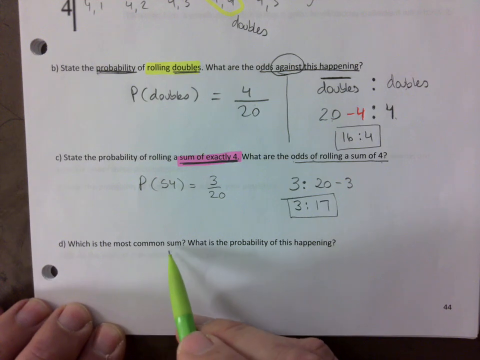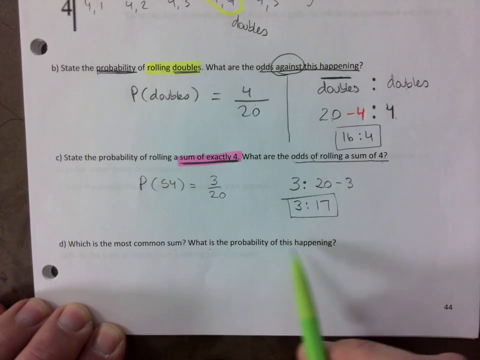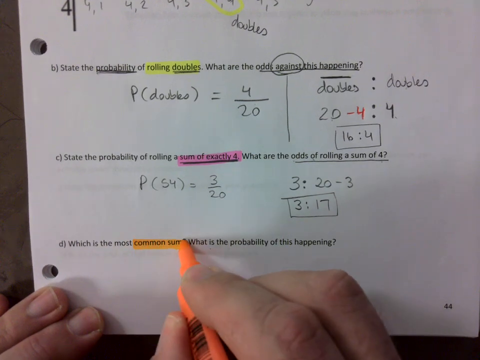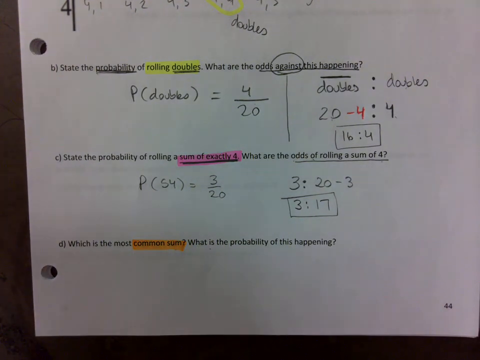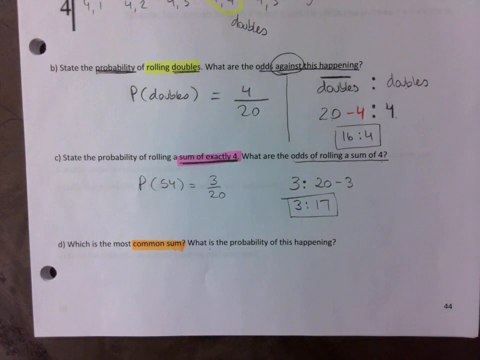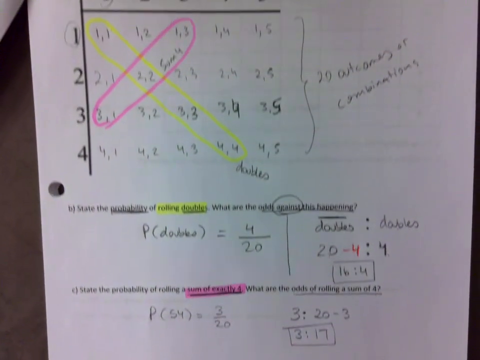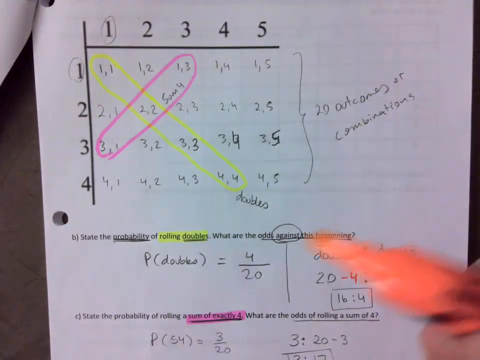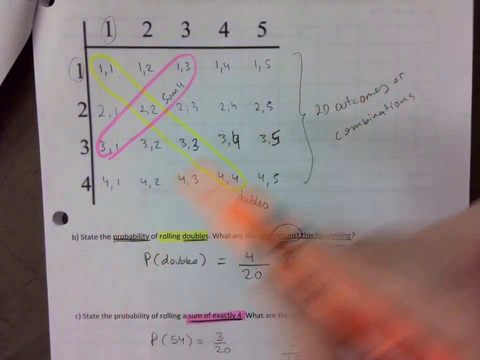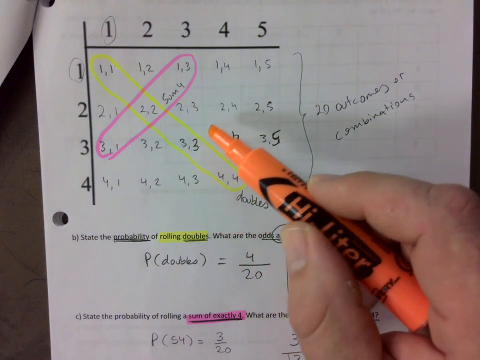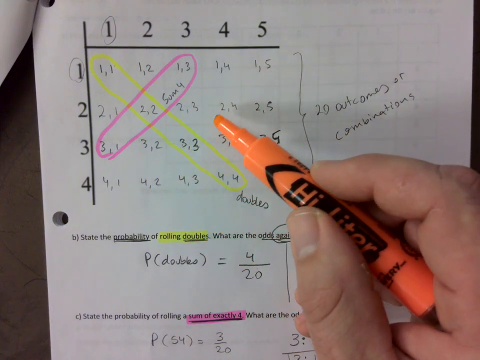Next, which is the most common sum? What is the probability of this happening? I have a different color. I'm going to go orange. The most common is the one that appears most often. So here I have to think a little bit. And your sums check this way always. Okay, so this adds up to 6 here. I've got 4 of them.